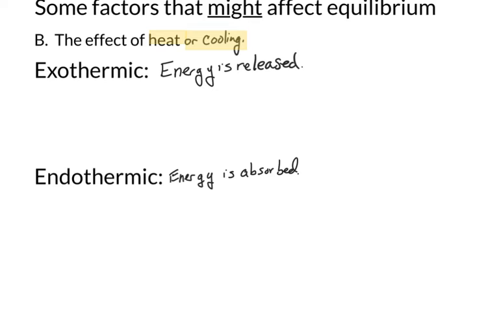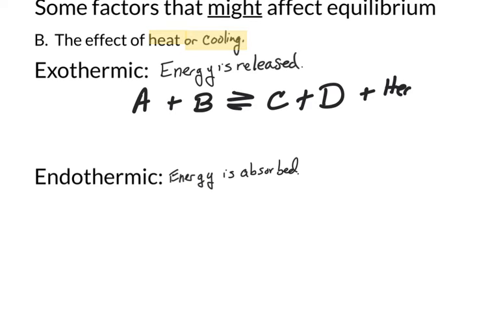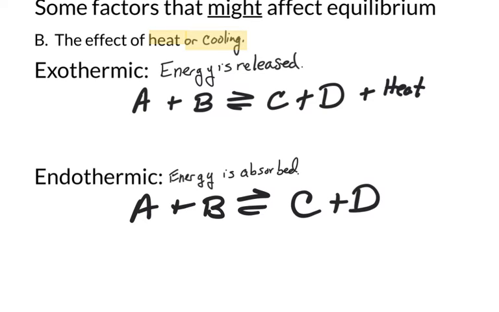In this reaction where A and B make C and D, if it's exothermic, that means heat is exiting the system, which means that the heat is a product of the reaction. On the other hand, if it's an endothermic reaction, we have A and B going to C and D, and now heat is a reactant rather than a product. Let's see how that affects the equilibrium.